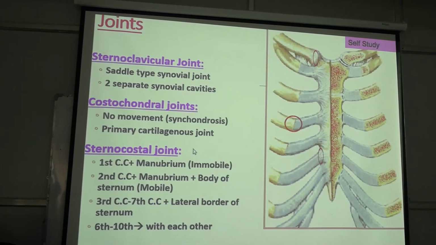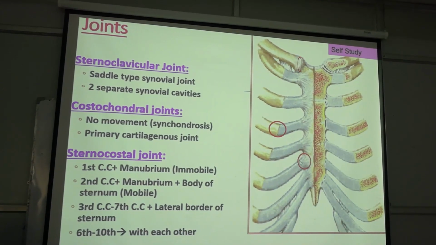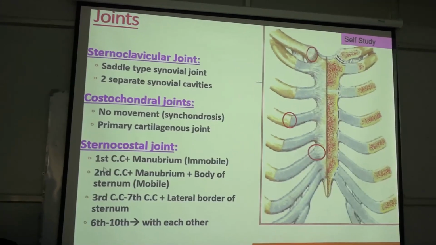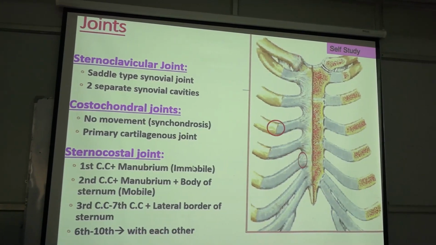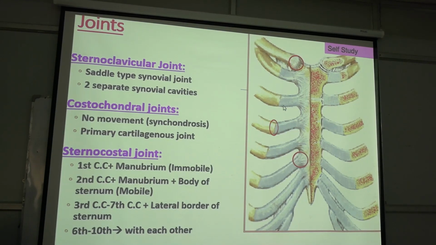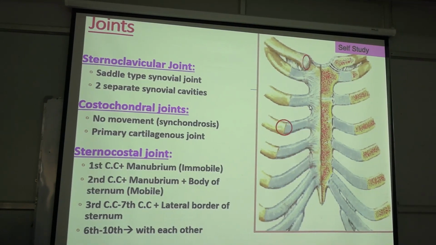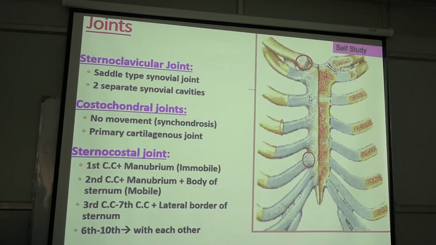Then coming to the Sterno-costal joint, the sternum joining over there. There are different types of joints made between the first and second costal cartilage with the manubrium, which is immobile, whereas the second one, making a junction between the second costal cartilage with the manubrium and the body of the sternum, has a little bit of mobility. When this is joining, there is a little bit of mobility, because this joint union between the manubrium and the body of the sternum takes a little longer to make this union.